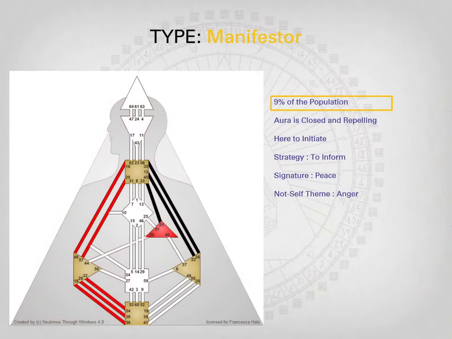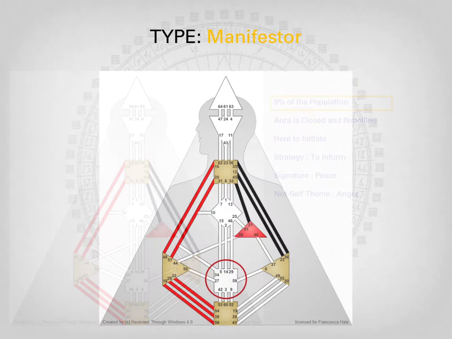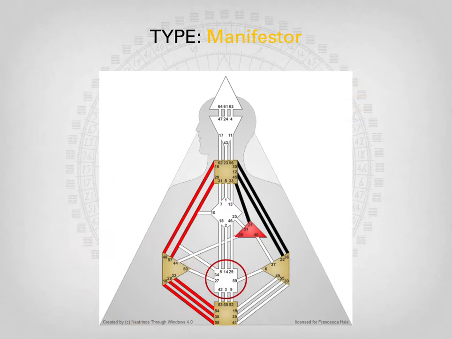The next type is the manifester. They are one of the minority types. There are only about 9% of the population who are manifestors. They have an aura that is closed and repelling. They are here to initiate, and in order to avoid anger and to feel peaceful, they have the strategy of informing. The manifester has a lot of power, but with no sacral definition.